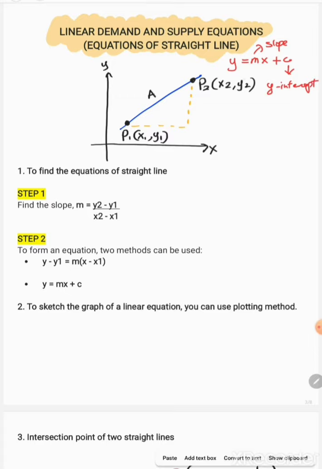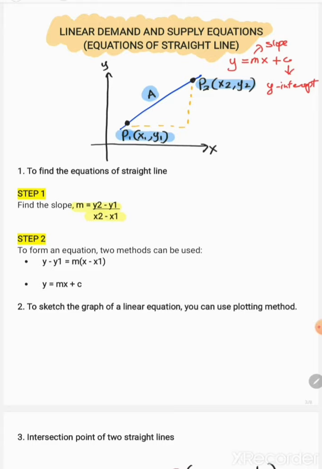Okay, so here we have a graph. The graph shown here is the straight line between 2 points, P1 and P2. P1, the coordinate is x1, y1, P2, x2, y2, and this is line A. To find the equation of the straight line, this is the first step where we have here the formula of slope. Slope here is m equal to y2 minus y1 divided by x2 minus x1.